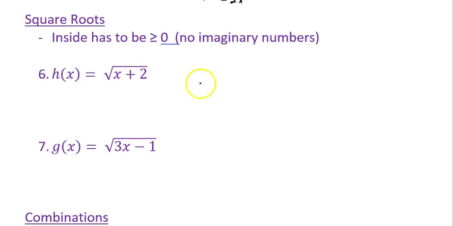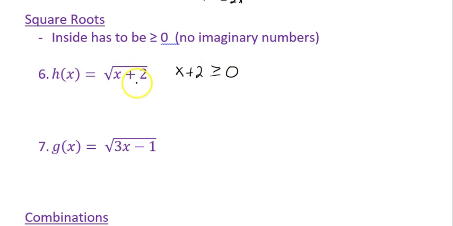Okay, now we're going to focus on square roots. The thing about those is, to be in the domain, the inside has to be greater than 0. We don't want any imaginary numbers here either. The way that you get imaginary numbers is by having the square root of a negative. So the inside has to be greater than or equal to 0.